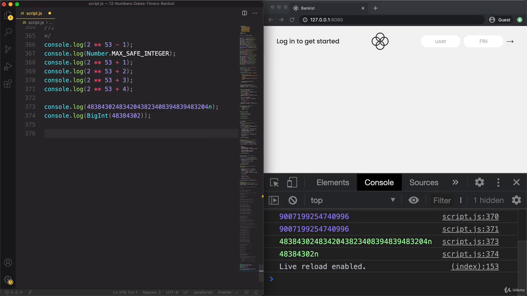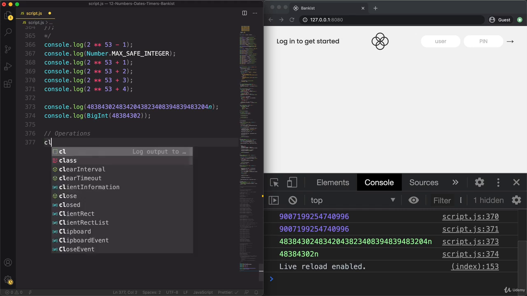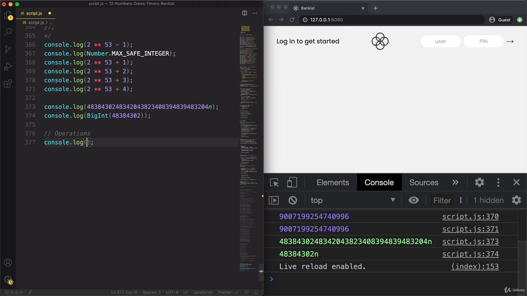Okay, so this is how we create BigInt numbers. But let's now see some operations with these numbers. And, well, basically it's very simple. All the usual operators still work the same.